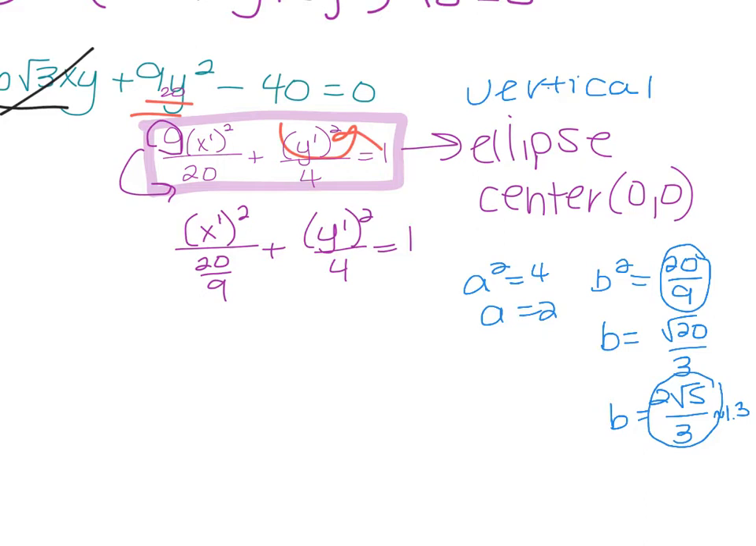I could say root 5 is the same thing as like 2.2. 2 times 2.2 is like 4.4. 4.4 divided by 3 is 1 point something like that. You can approximate it.